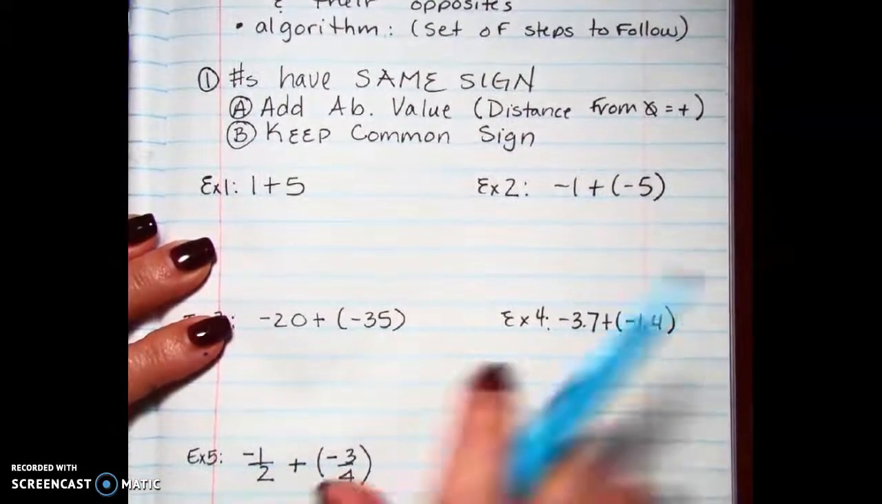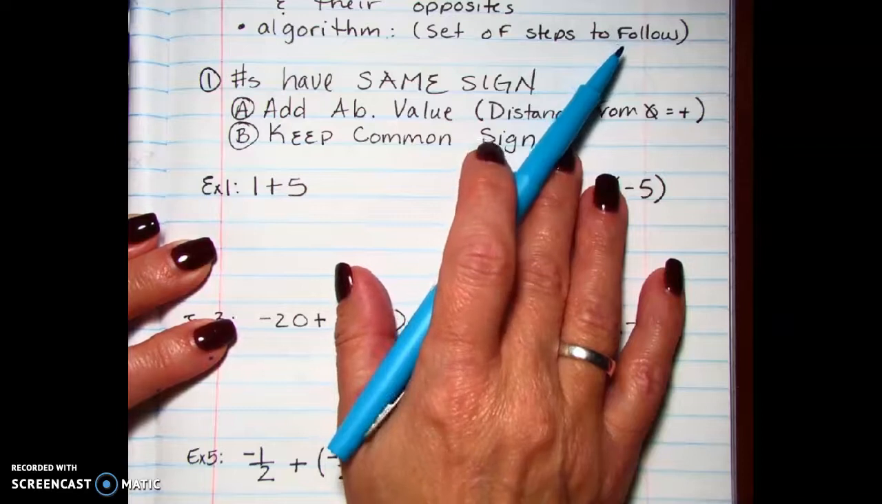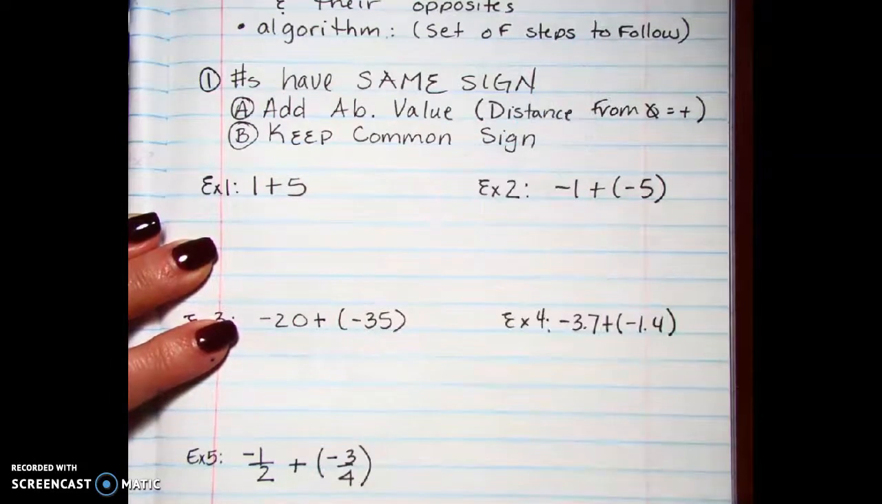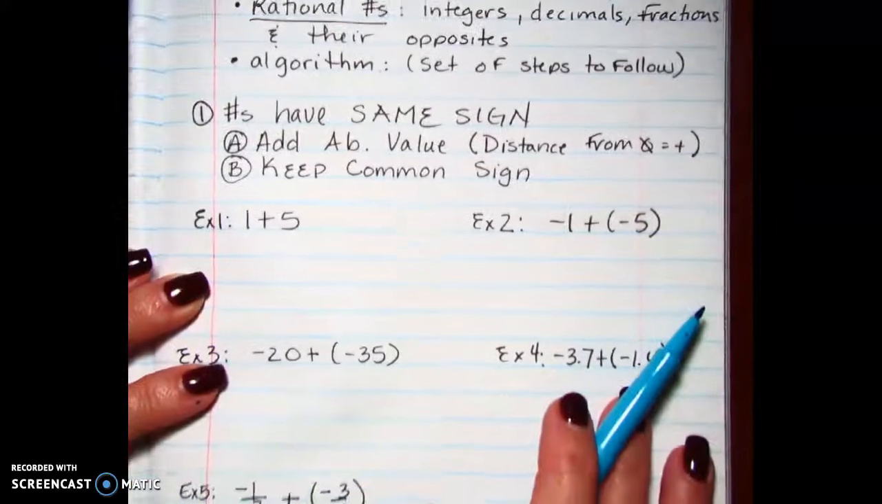So the algorithm means it's a set of steps to follow. You have an algorithm for division, you have an algorithm for multiplying, now you're going to have an algorithm for adding positive and negative integers and rational numbers.